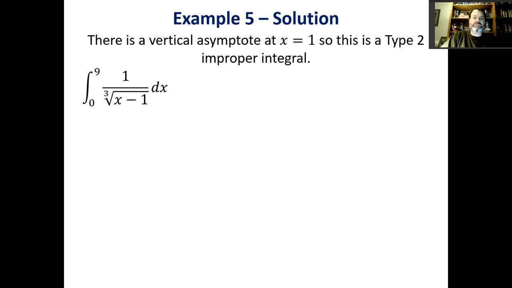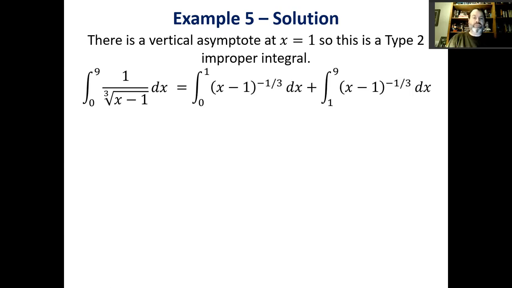Right? There's a vertical asymptote at x equals 1. We need to split this integral so that the vertical asymptote is in the middle. So I went ahead and split it, 0 to 1, 1 to 9. And I rewrote the denominator as negative 1/3 power so I can do calculus. I'm going to go ahead and do both integrals at the same time. You need to split it, but if it's a substitution, it's the same one for both, so I can just go ahead and do it as one problem.